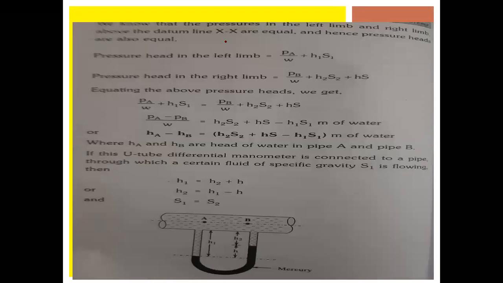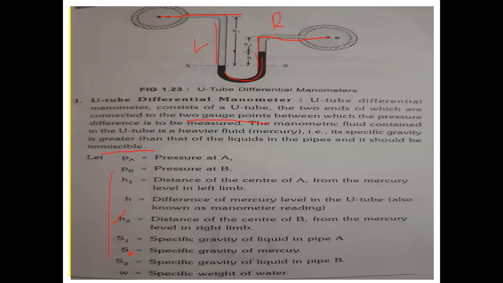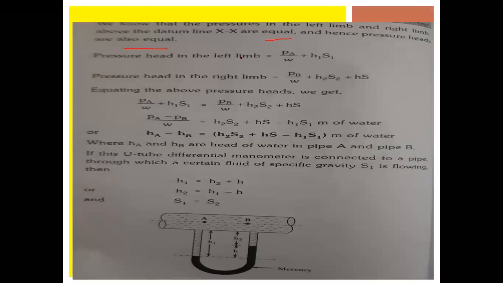But we know that the pressures in the left hand side and right hand side above the datum line XX are equal. So when these two are equal, the pressure heads are also equal. Then pressure head in the left limb, by seeing the figure, is equal to PA by W plus H1 S1.